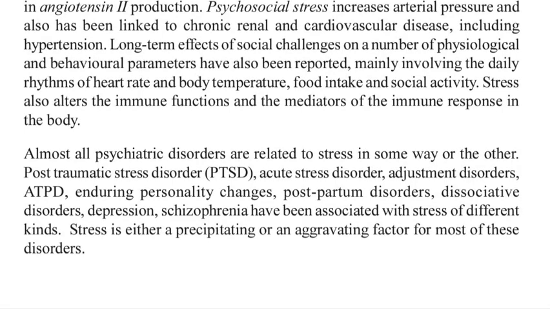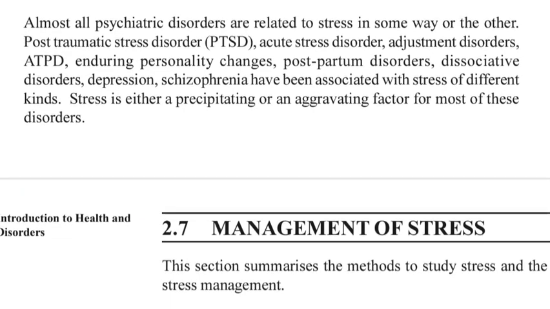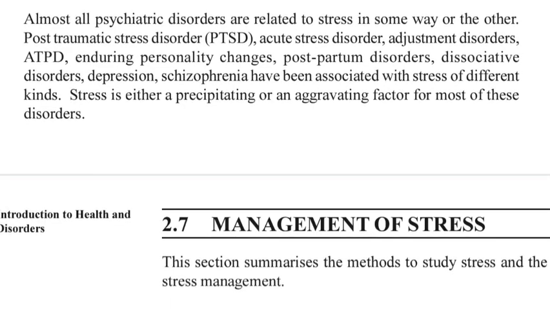Long-term effects of social challenges on various physiological and behavioral parameters have been reported, mainly involving the daily rhythms of heart rate, body temperature, food intake, and social activity. Stress also alters immune functions and the mediators of the immune response in the body. Almost all psychiatric disorders are related to stress in some way: post-traumatic stress disorder, PTSD, acute stress disorder, adjustment disorders, acute transient psychotic disorder.